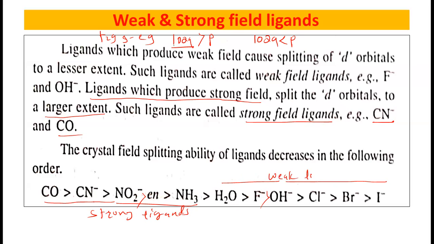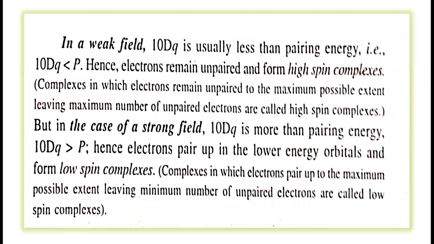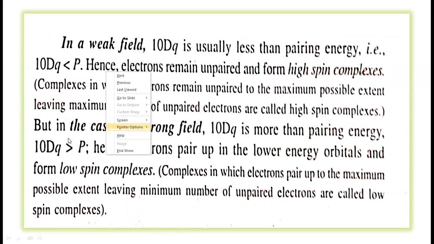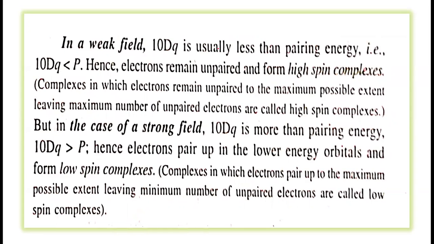So in presence of the weak ligand, the crystal field splitting is less. And in presence of the strong ligand, the crystal field splitting is greater. So in this way, ligand field strength will affect the crystal field splitting. So in a weak field ligand, 10 dq is usually less. In presence of the weak ligand field, the value of 10 dq is less than pairing energy. Hence, electrons remain unpaired and form high spin complexes.